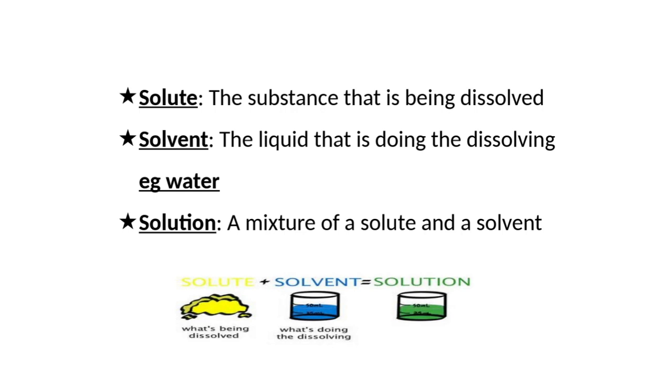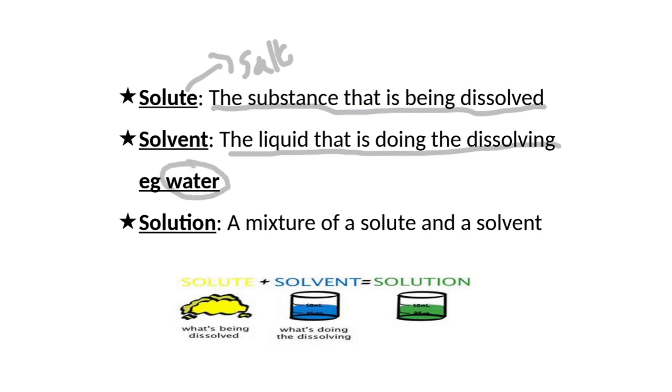So a few pieces of terminology to be aware of before we move any further. A solute is a substance that has been dissolved. Salt is a prime example of a solute. Salt and sugar are our two go-to solutes. Our solvent is the liquid that is doing the dissolving. So water, and I'm going to put a wee circle around water here to really identify the importance of understanding that water is our example of a solvent.